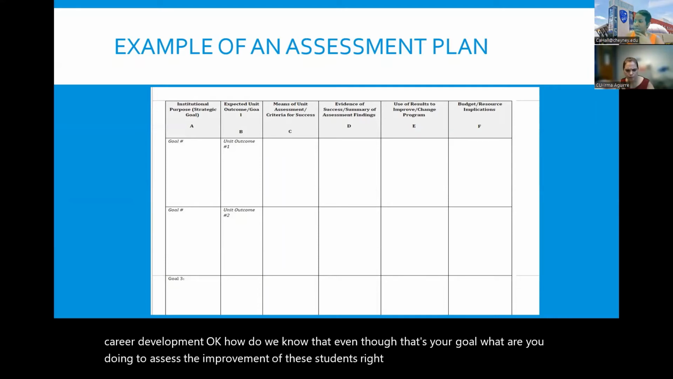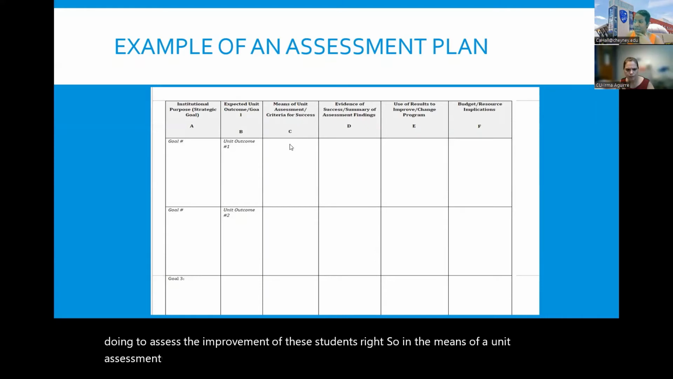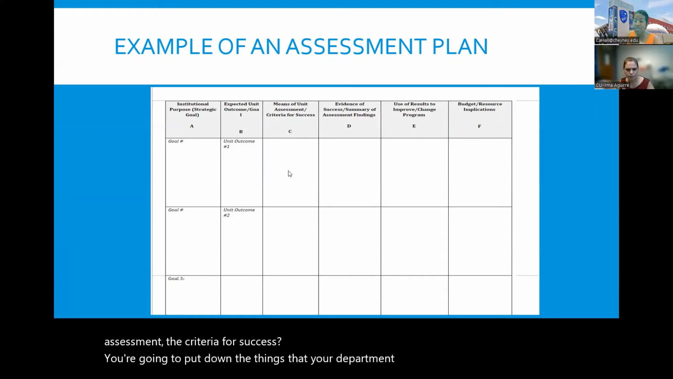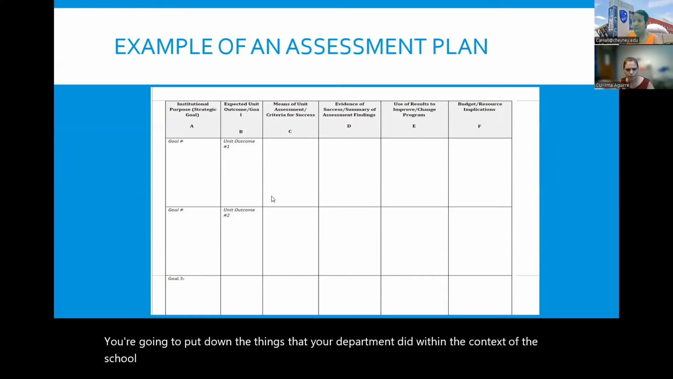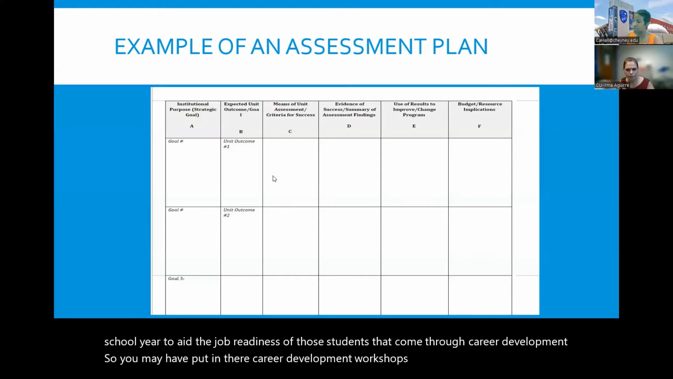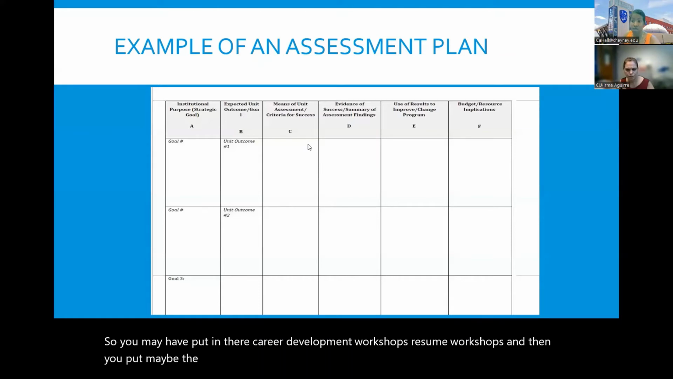So in the means of unit assessment, the criteria for success, you're going to put down the things that your department did within the context of the school year to aid the job readiness of those students that come through career development. So you may have put in there career development workshops, resume workshops, and then maybe the number of students who came to those workshops, right?